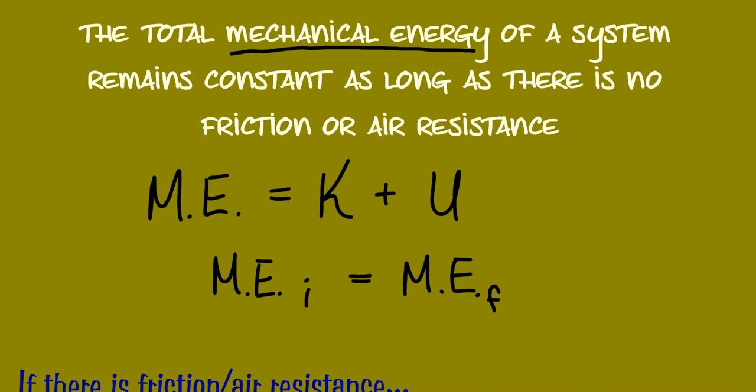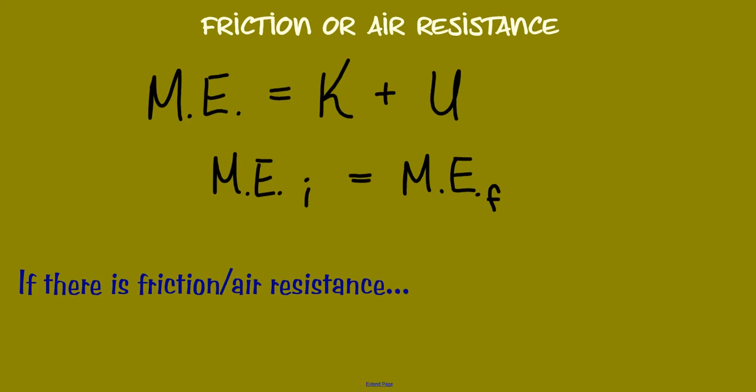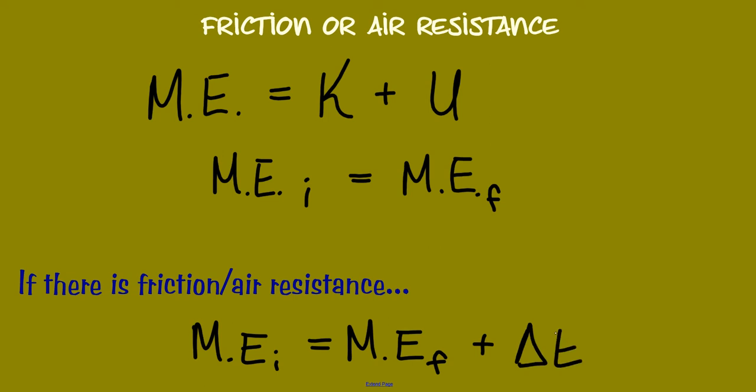If for some reason we do have friction or air resistance present, total energy is still conserved, which means that the total initial mechanical energy is equal to the final kinetic energy plus the change in thermal energy, which is the type of energy that comes about from friction. That change in thermal energy can be calculated by the work that is done by friction.